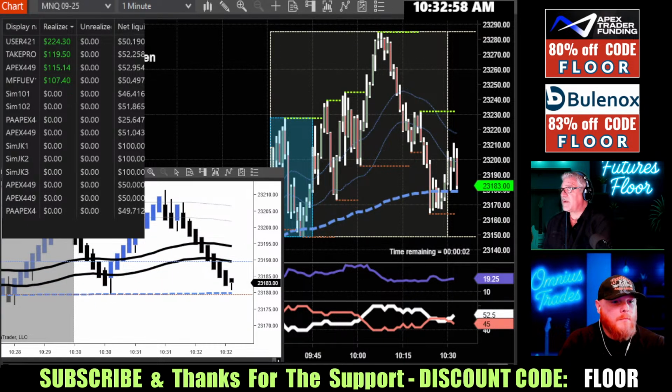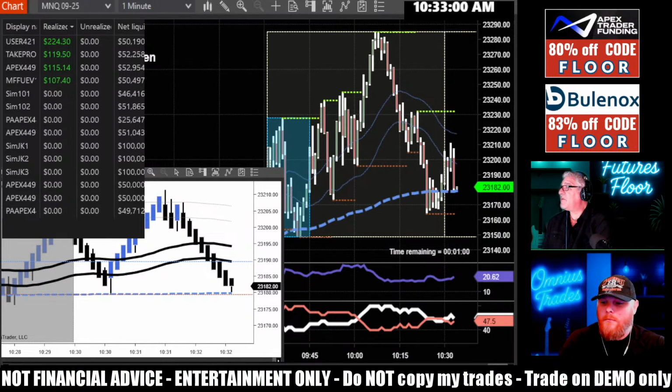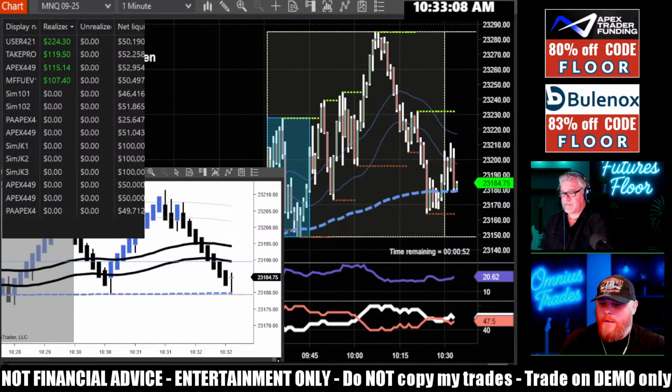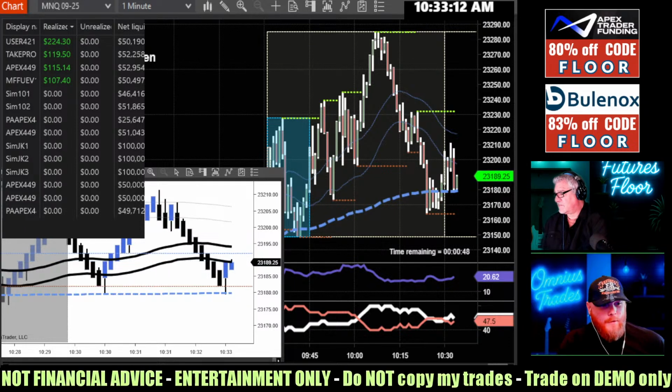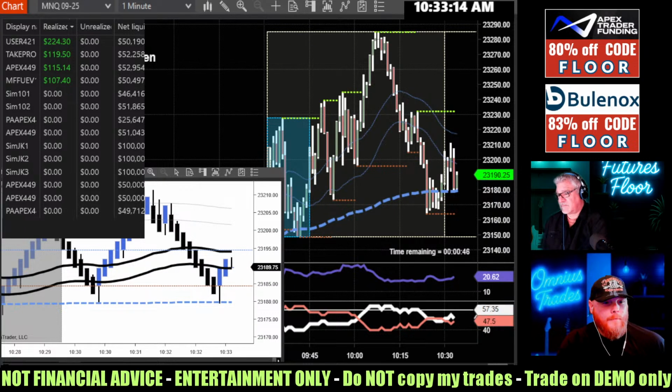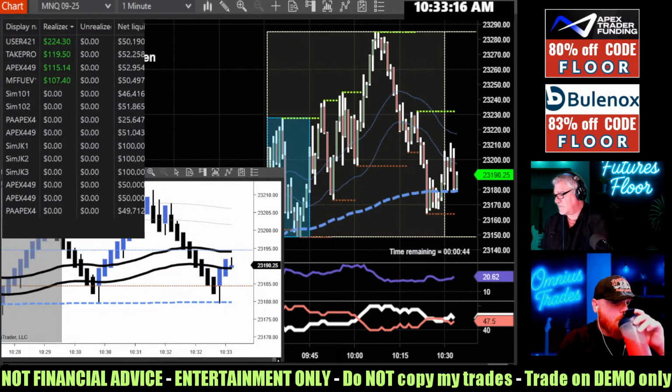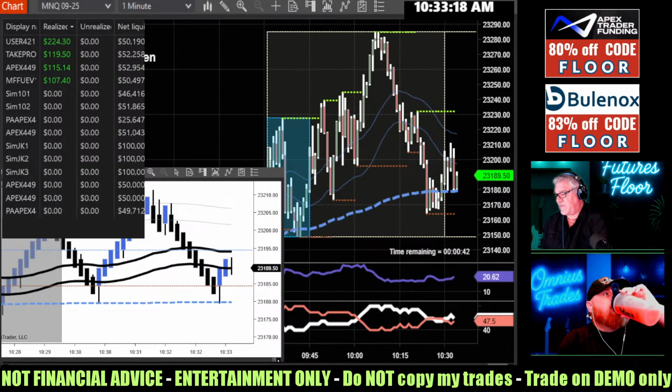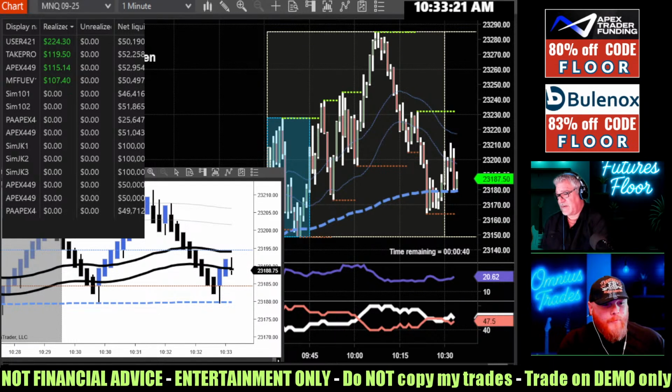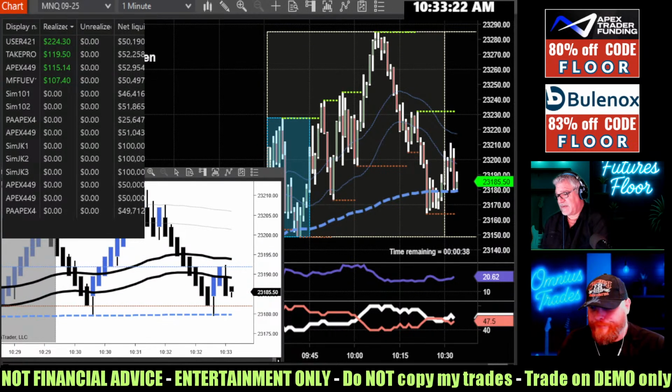Yeah, I got it short now. ES is way below VWAP. NQ is at VWAP. I don't think I want to play the other side of the trade. I think it's going to take a few minutes. $84.7 is 91. I should have sold.